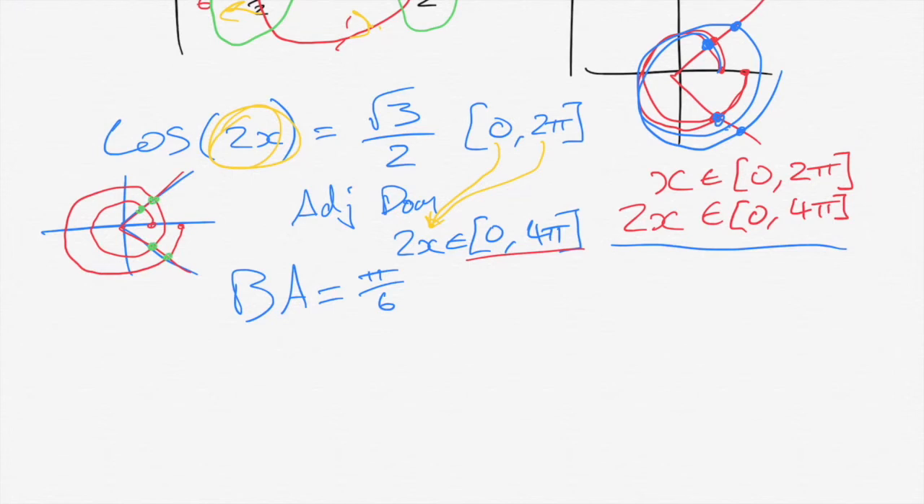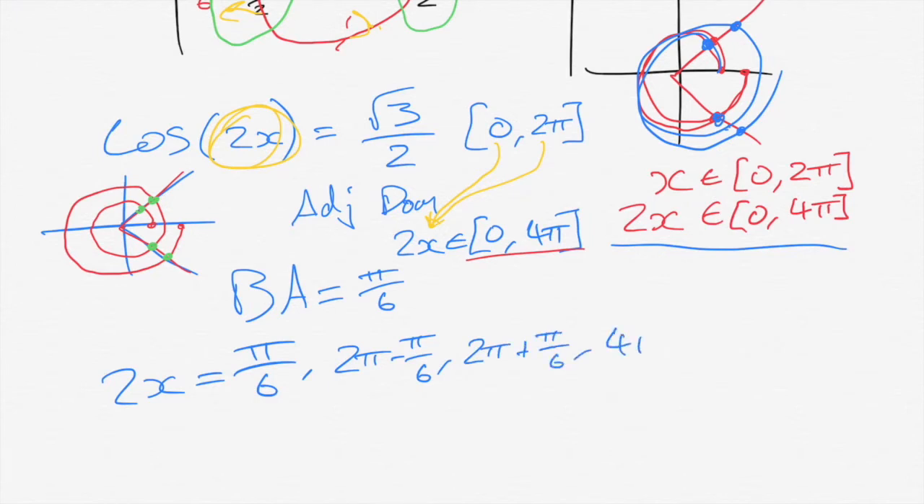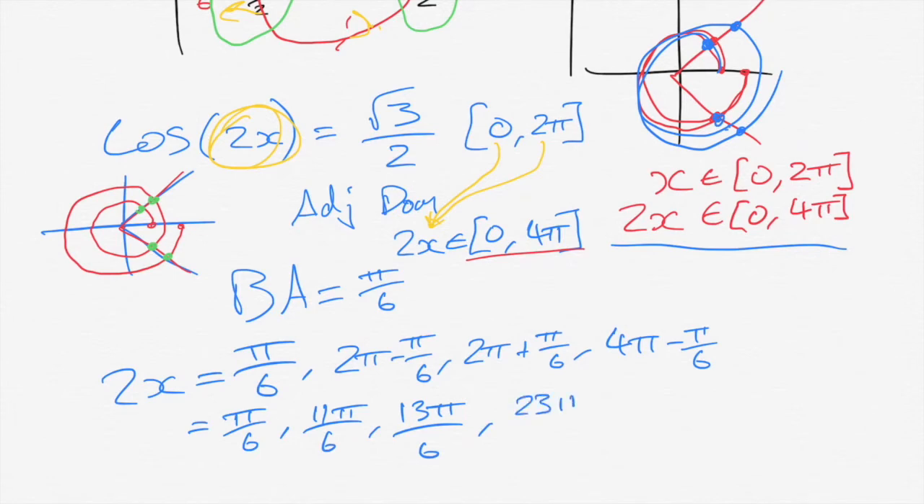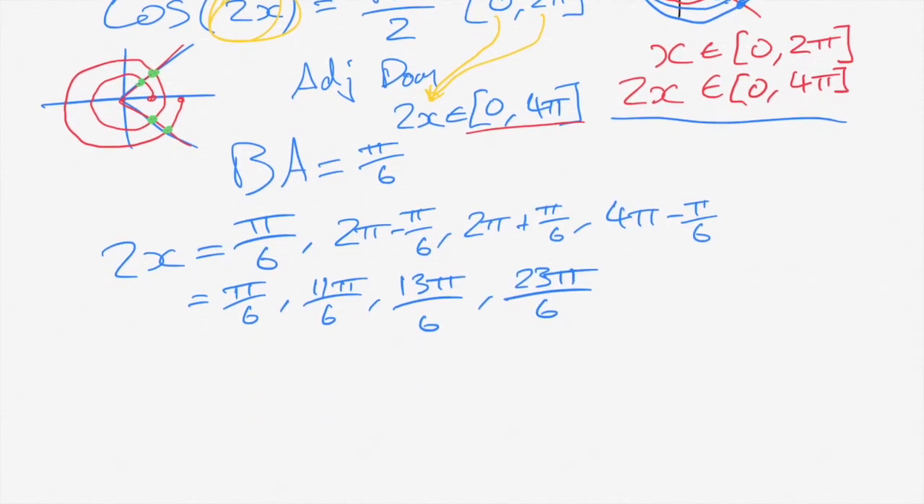And they are going to occur at, remember we are solving now for 2x is equal to, where are those solutions? Those solutions occur at pi on 6, and 2 pi minus pi on 6, and 2 pi plus pi on 6, and 4 pi minus pi on 6. Making all of those numbers a little bit more palatable gives us pi on 6, 11 pi on 6, 13 pi on 6, and for 24 minus 1 is 23 pi on 6. These are our answers for 2x.